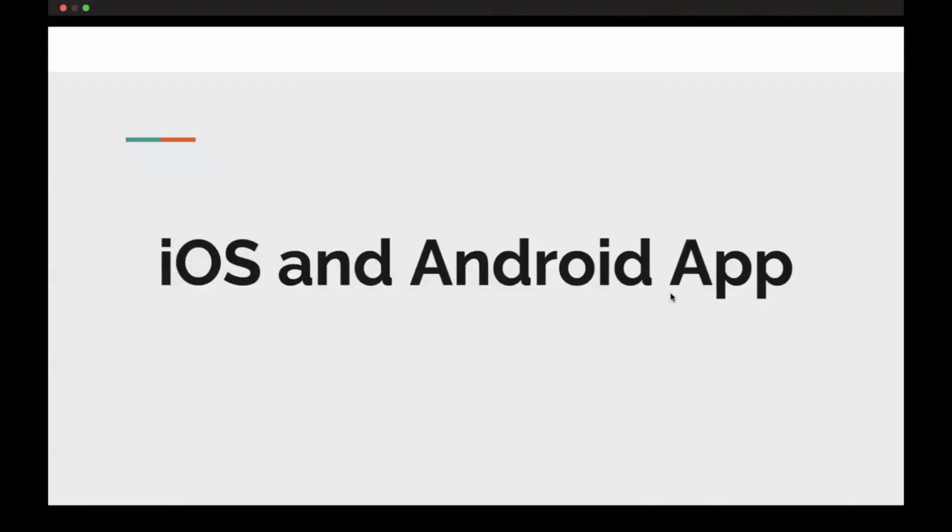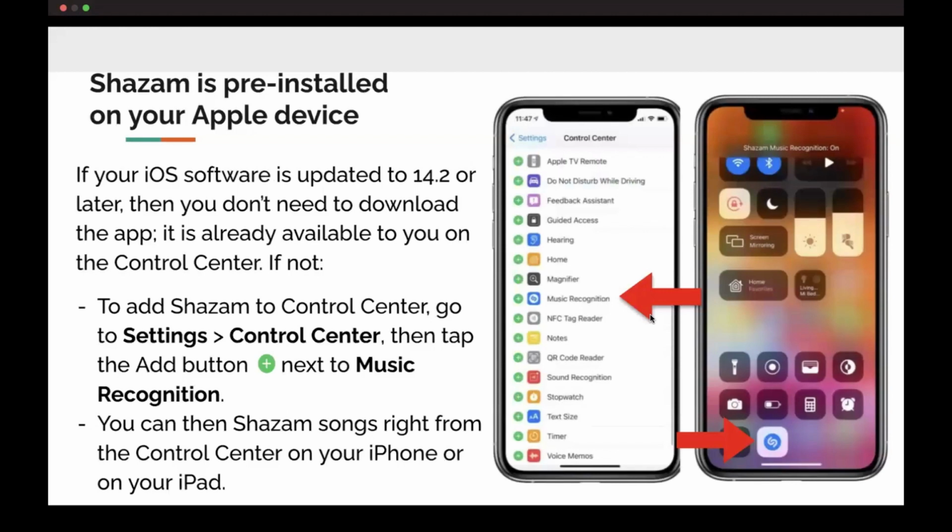iOS and Android app. Shazam is pre-installed on your Apple device. If your iOS software is updated to 14.0 or later, then you don't need to download the app. It is already available to you on the Control Center. If not, to add Shazam to Control Center, go to Settings, Control Center, then tap the Add button next to the music recognition. You can then Shazam songs right from the Control Center on your iPhone or on your iPad.